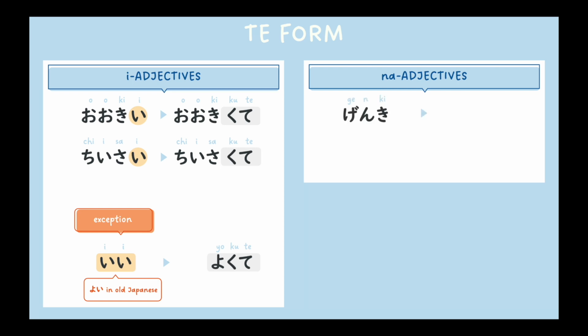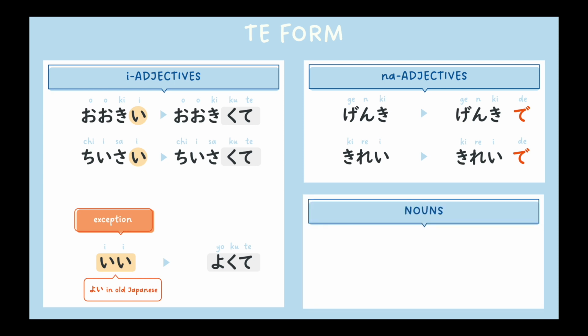For na-adjectives, we simply add で. For example, 元気, energetic or healthy becomes 元気で in the te form. Another example is きれい, clean or beautiful. Again, we simply add で. So きれい becomes きれいで in the te form.